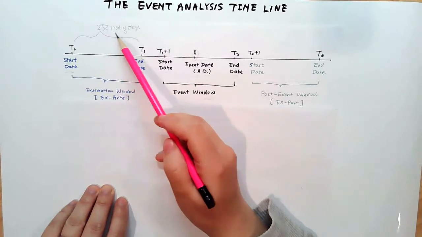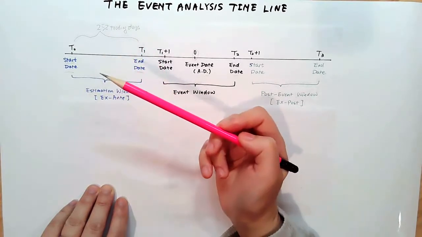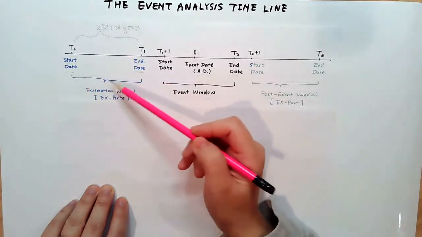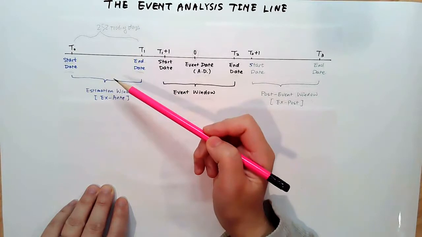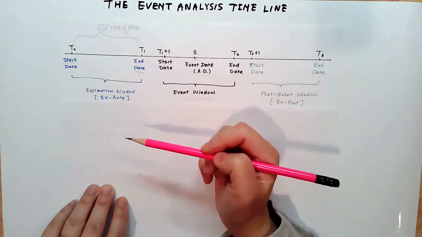Why 252 trading days? Because there are roughly 252 trading days in 1 year. So you are trying to use 1 year of trading data in order to establish the normal trading pattern for the company that you're analyzing.